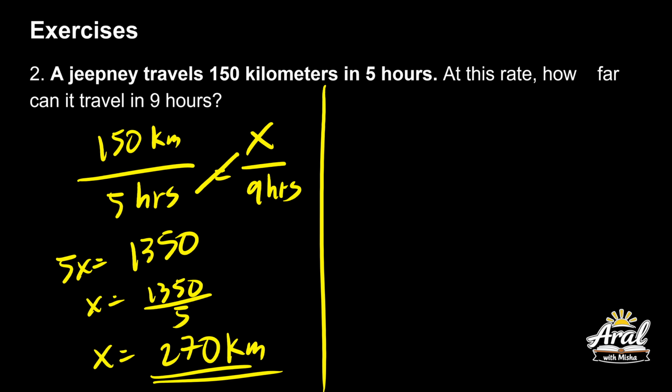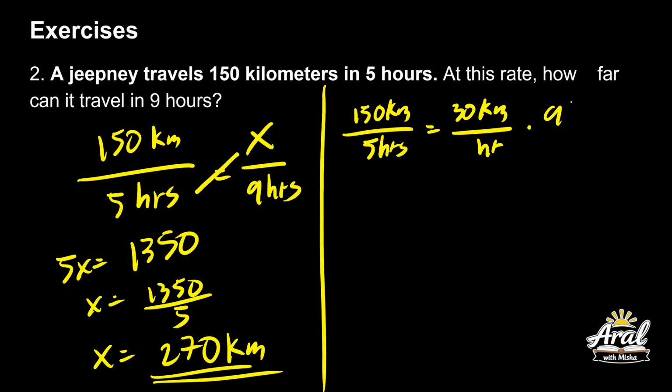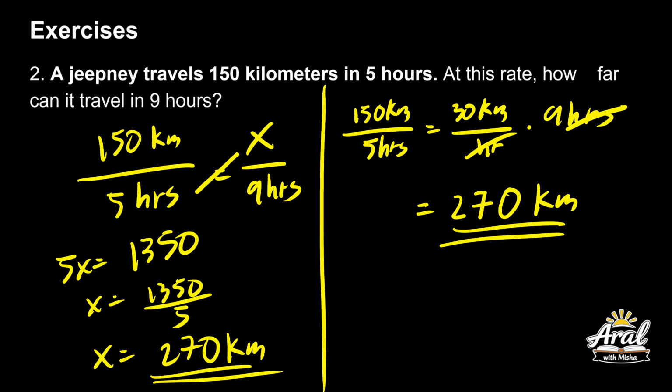You want to get the unit rate? Okay, unit rate. Another solution is 150 kilometers per 5 hours. You simplify it, you get the unit rate. That's 30 kilometers per hour. Okay? If you want to get how far does it travel in 9 hours? So, multiply by 9 hours. Cancel, cancel. So, 30 times 9 is equals to 270 kilometers. So, that's actually the same. Okay?